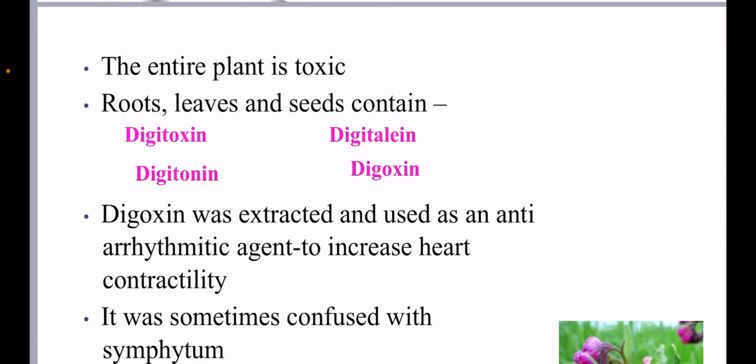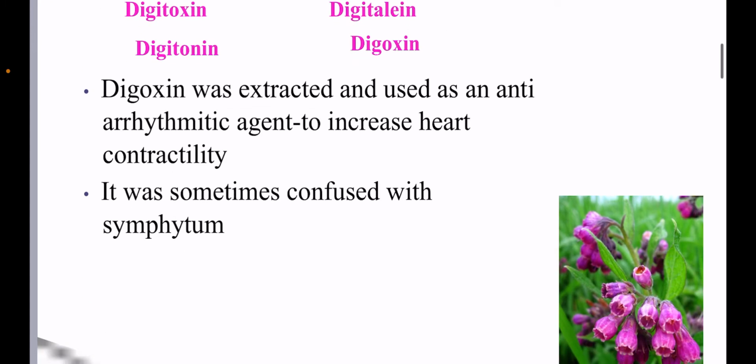Roots, leaves and seeds contain digitoxin, digitonin, digitalin and digoxin. So guys, these are the active principles of Digitalis purpurea. Digoxin was extracted and used as an anti-arrhythmic agent to increase the heart's contractility. So what does digoxin do? It increases the heart's contractility. It was sometimes confused with Symphytum.